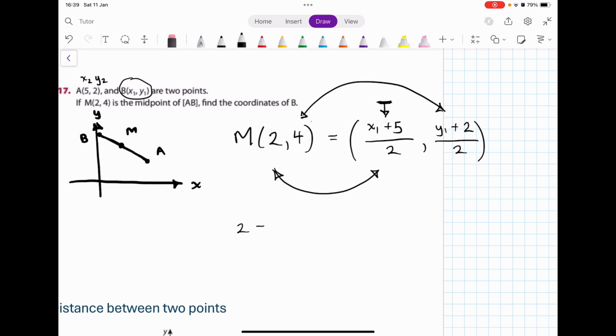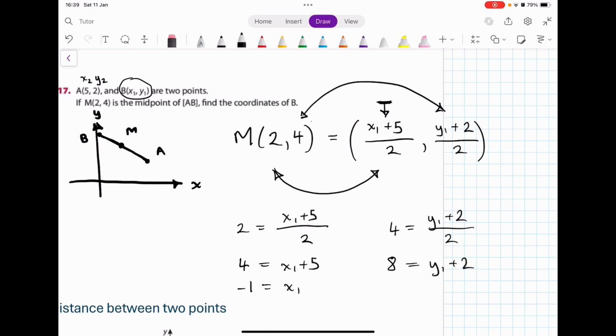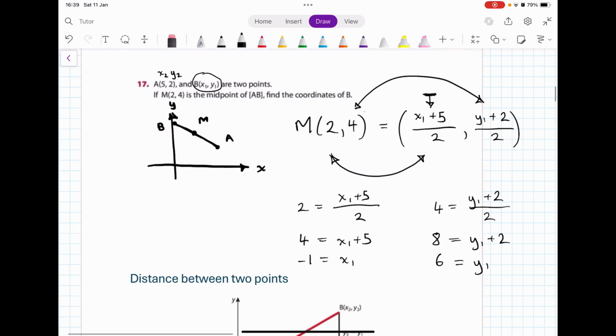Now you can simply solve this. So (x1 + 5) divided by 2 equals 2. You multiply by 2 to get 4, and you're left with x1 + 5 = 4, so x1 is equal to -1. Then for the y-coordinates, 4 is equal to (y1 + 2) divided by 2. Multiply both sides by 2 to get 8 equals y1 + 2, and y1 is equal to 6. So therefore, the coordinates of B are (-1, 6).